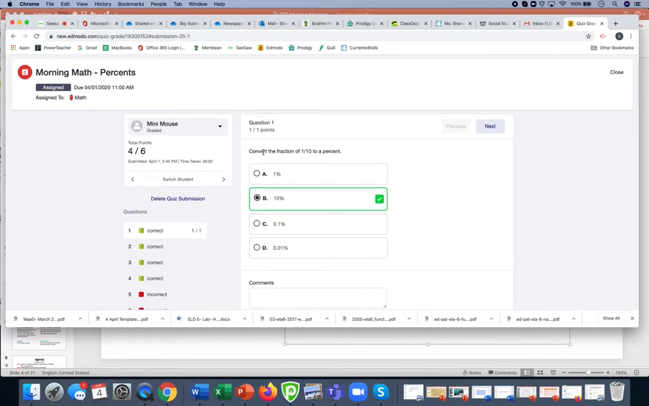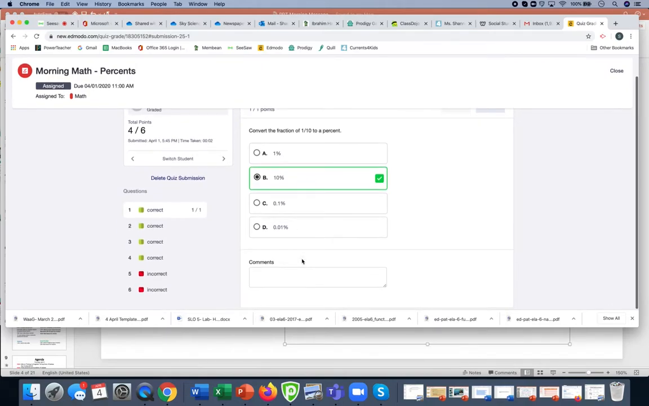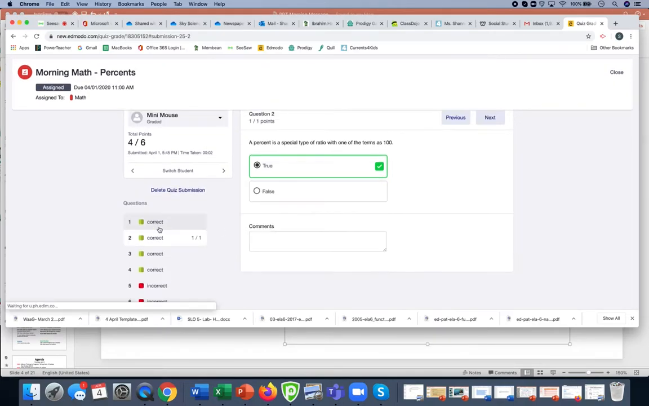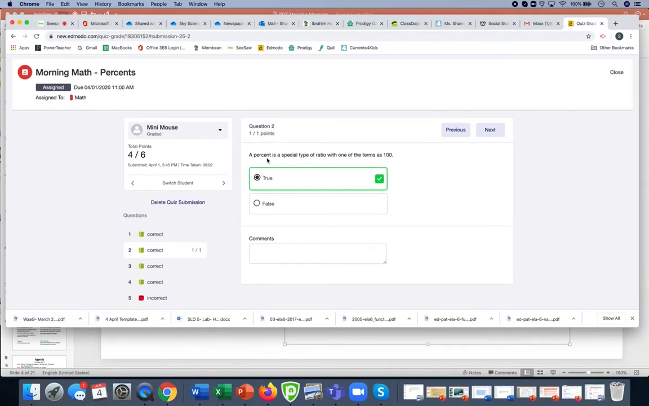Okay, so converting the fraction of 1/10 to a percent, we would multiply both numerator and denominator by 10. So we would get 1 times 10, which is 10%. Okay, hopefully you do well with that one. Next one is, a percent is a special type of ratio with one of the terms as 100. That is true. Because the other term would be whatever it was out of. So the last one, for example, would have been like 10 to 100, which would be a percent.